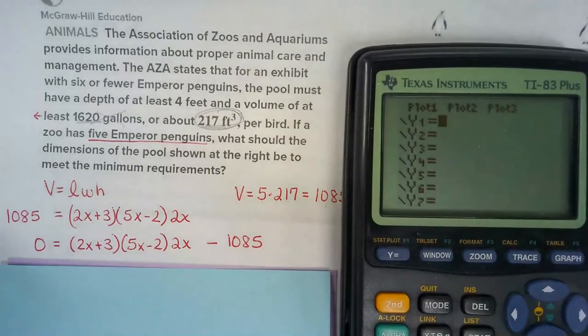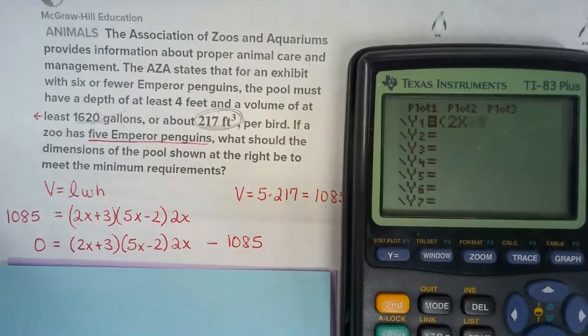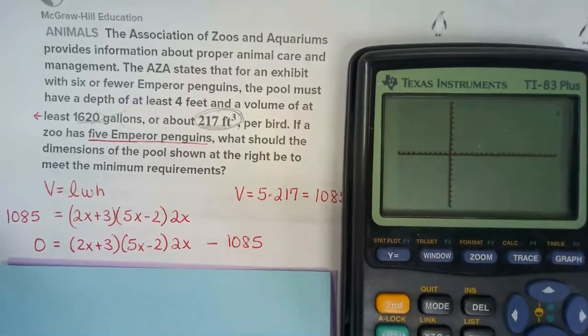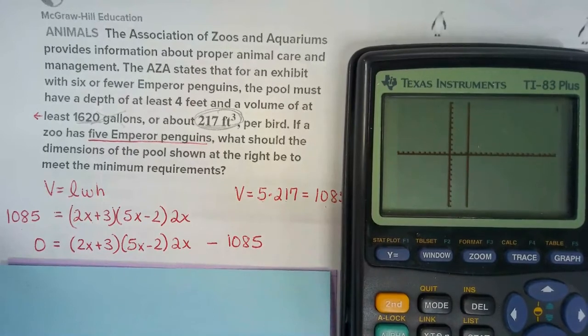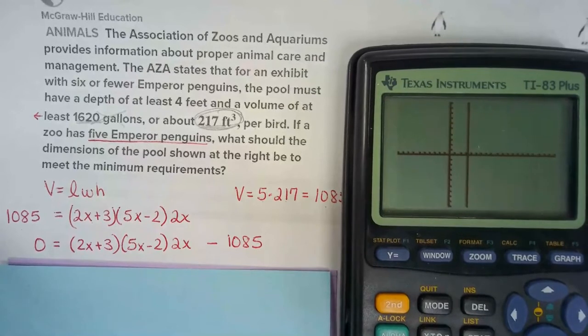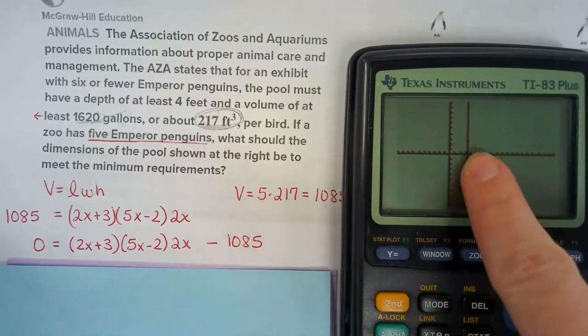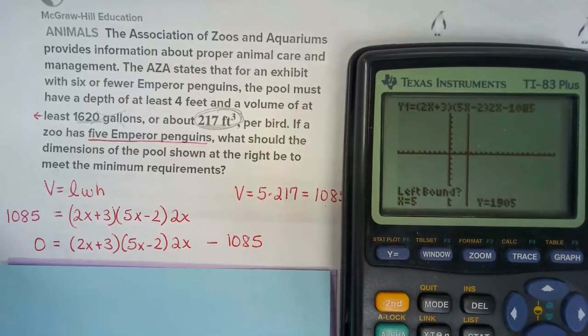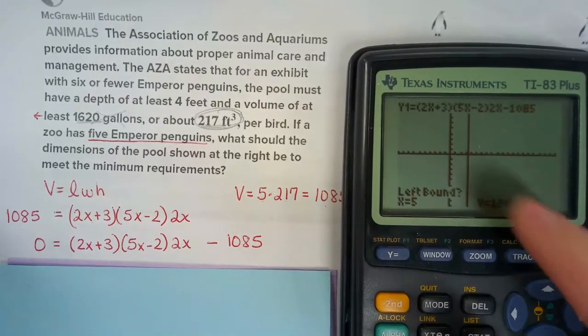Okay, so I'm going to have 2x plus 3 in parentheses. And then I'm going to do another parentheses, 5x minus 2. And then I've got 2x, and then I've got minus 1085. And I'm going to hit my graph button because what I'm trying to figure out is what does x have to equal so that I am having my minimum requirements of that pool. So I'm going to find my x value, so my 0. So I'm going to go to second calc, go to my 0, and then I'm going to go left and right of this guy here.